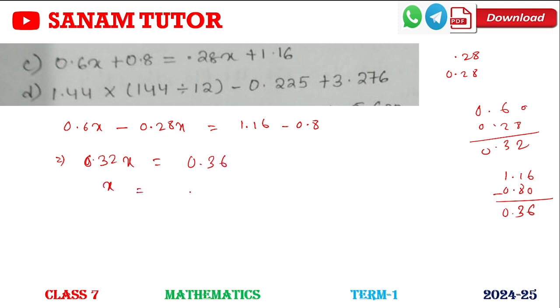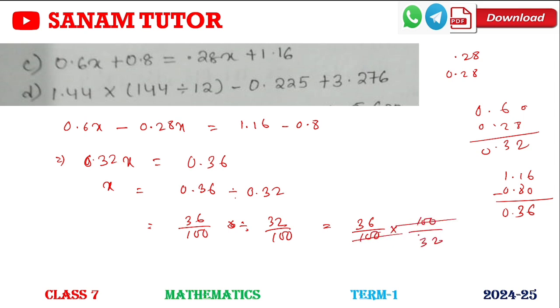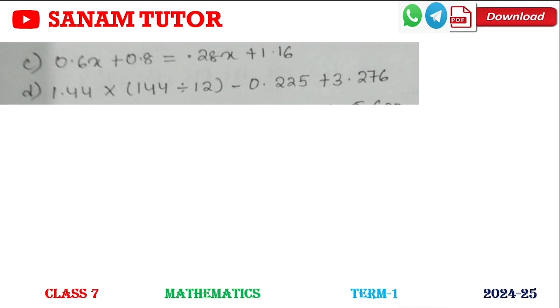So x equal to 0.36 divided by 0.32. So now 36 divided by 100 into, divide 32 divided by 100. So now we can write 36 divided by 100 into 100 by 32. So 100 cancel, 4 8 ja, 4 9 ja, so the answer is 9 by 8, that is 1 whole 1 by 8. So now next question, question number D.